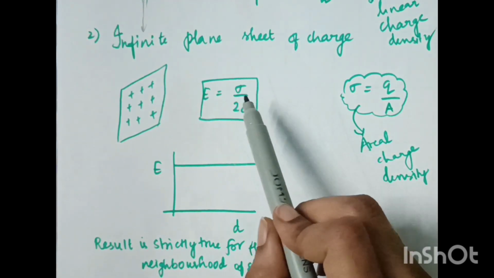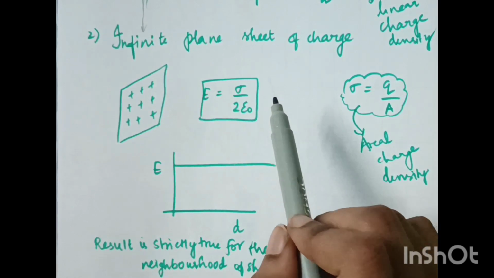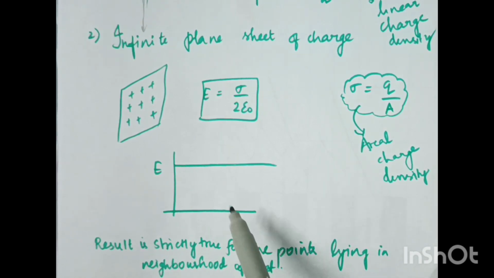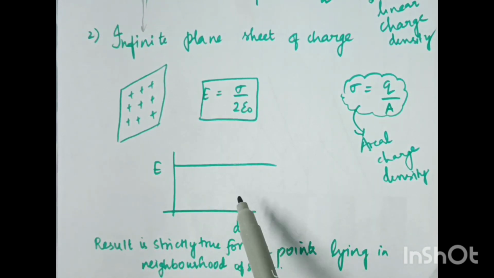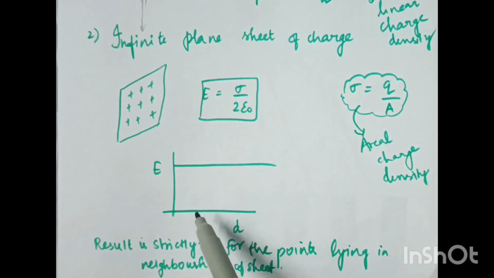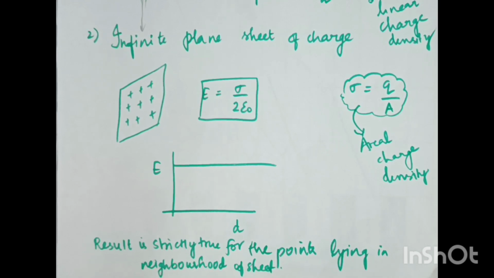And if we see this formula, we don't have d or distance, no mention of distance is there. So the graph between electric field and distance is a straight line, that is, it is independent of distance. So electric field at a certain point is independent of distance. But this result, that is independent of distance, is strictly true for the points lying in the neighborhood of this sheet. Please remember that point also.